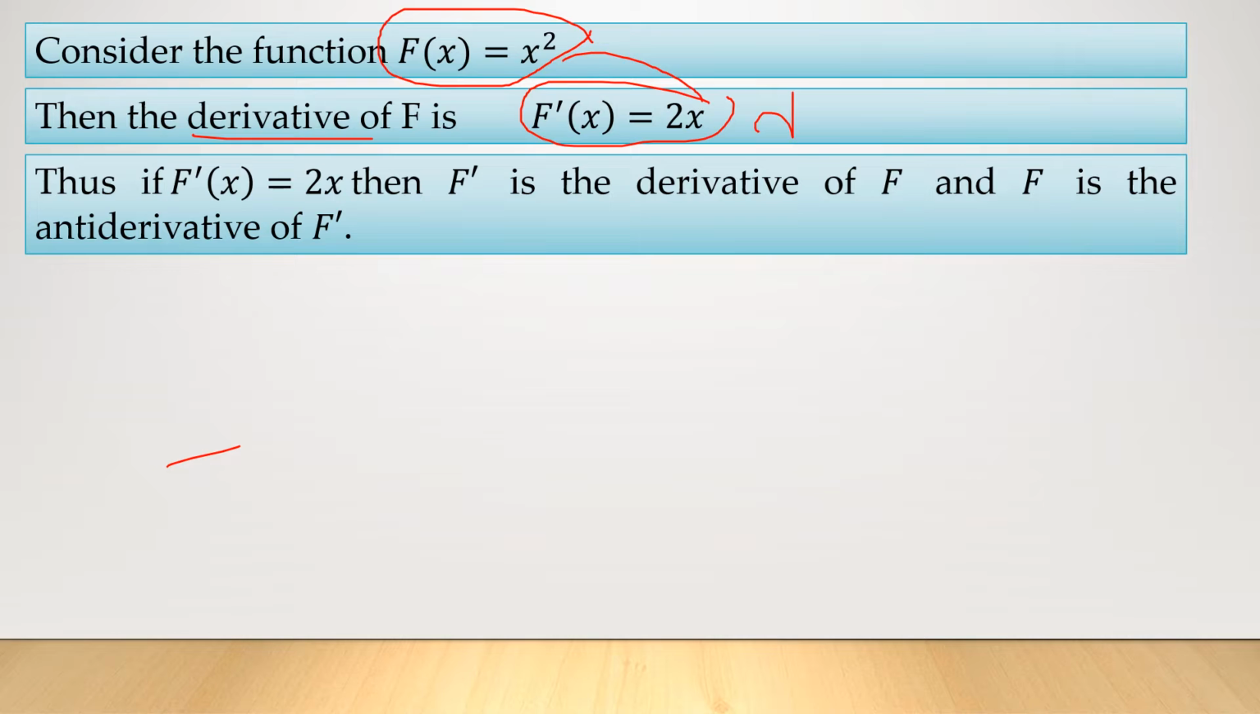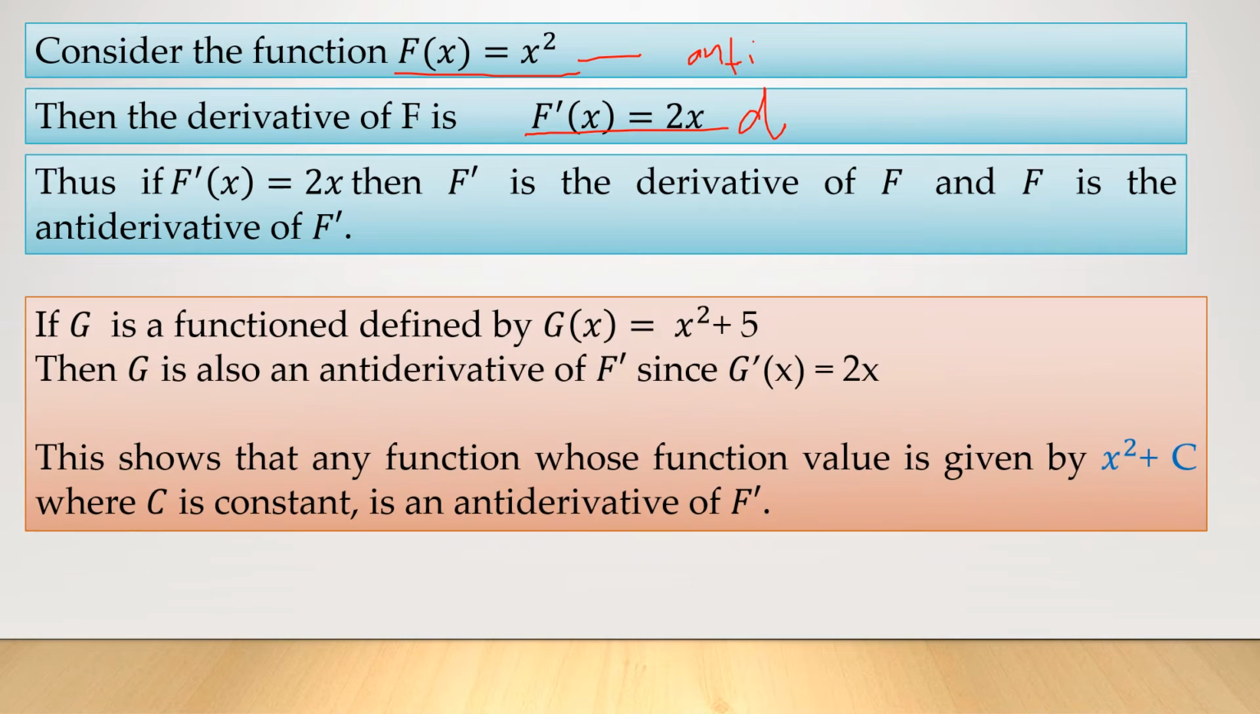Now, we can say that f here, x squared, is the antiderivative of 2x. Again, the function x squared, its derivative is 2x. This is the derivative. Now, x squared is the antiderivative.